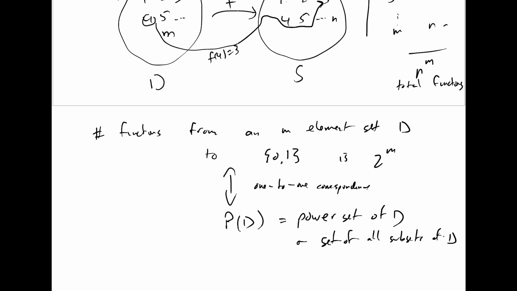There's this natural one-to-one correspondence, and that's just another way to show that the number of subsets of a set of size M is 2 to the M, the same as the number of functions from that set of size M to the set {0, 1}.